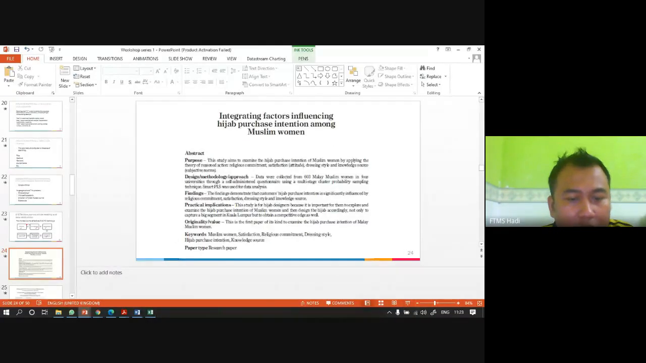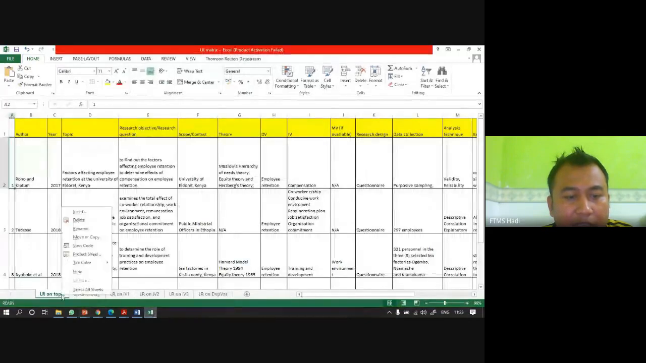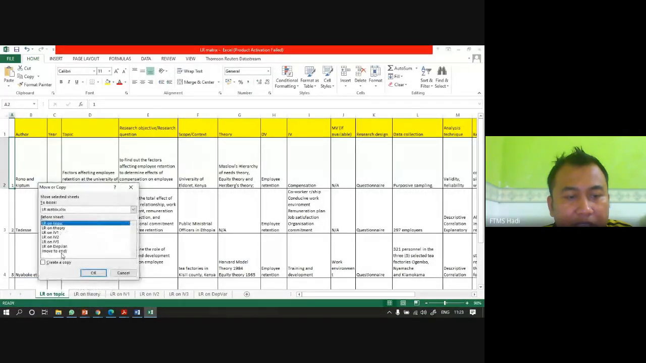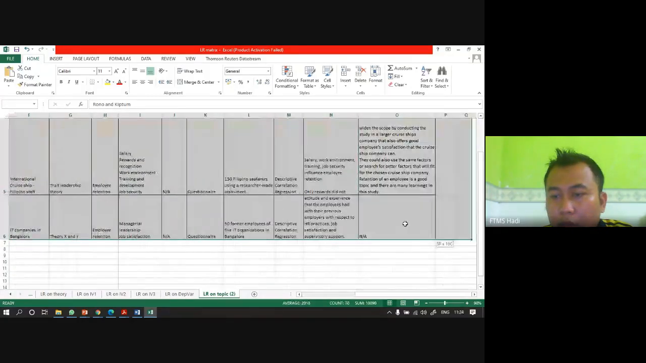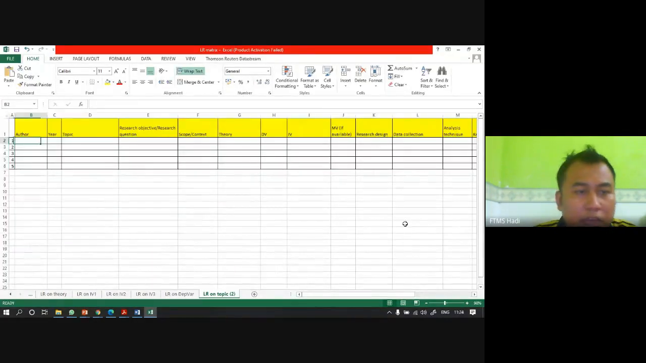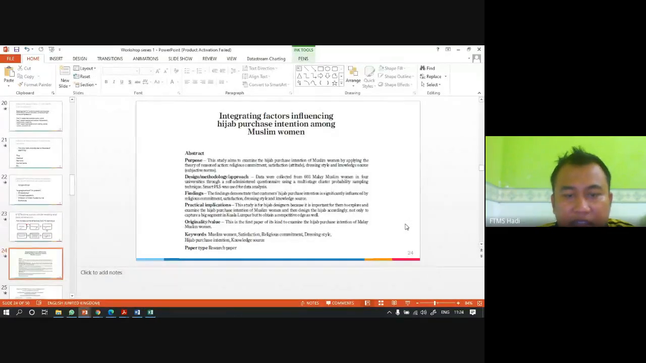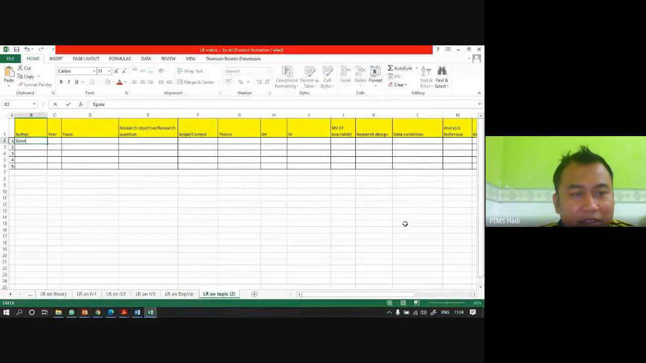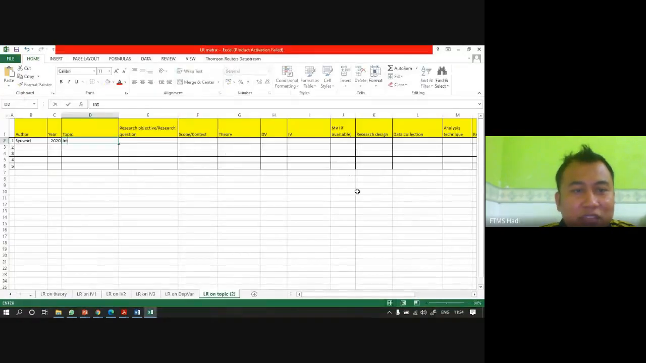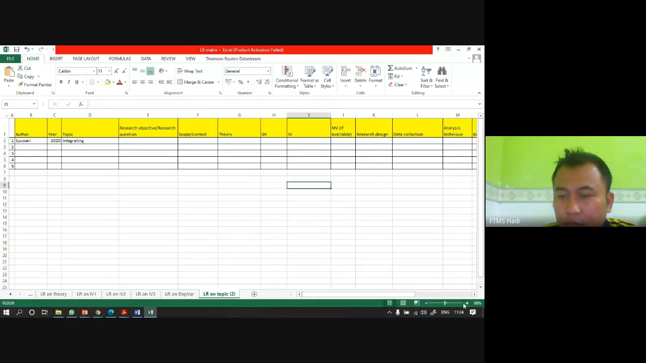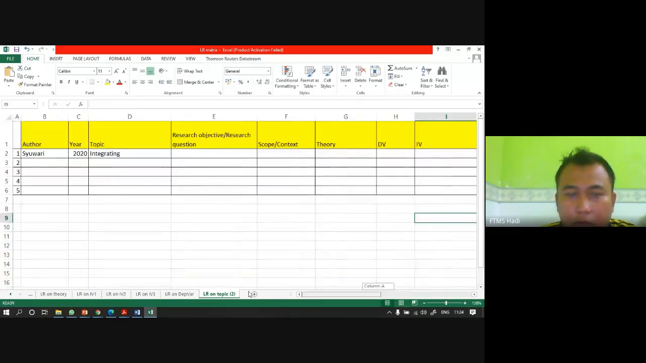All right, let's have a look at this. Let's say I'm copying this first. Let's say the author is Shuaril, Shuaril 2020. The topic is this one, integrating factors influencing. I should zoom in on this.